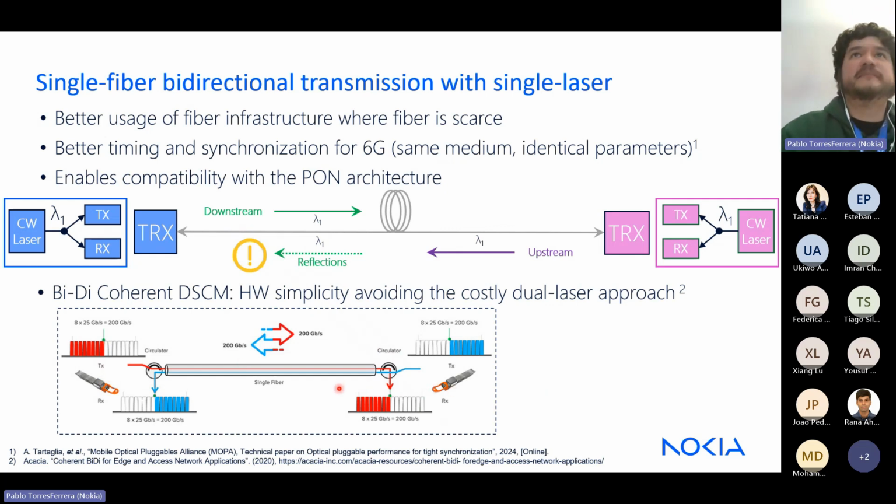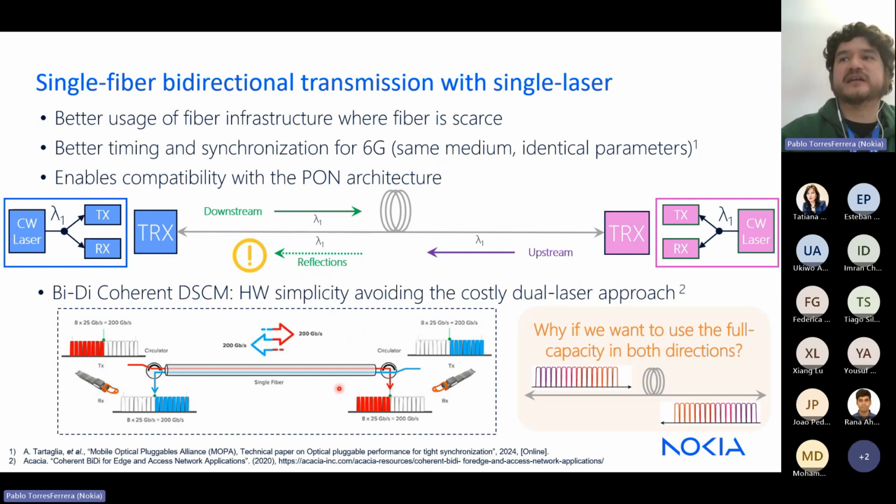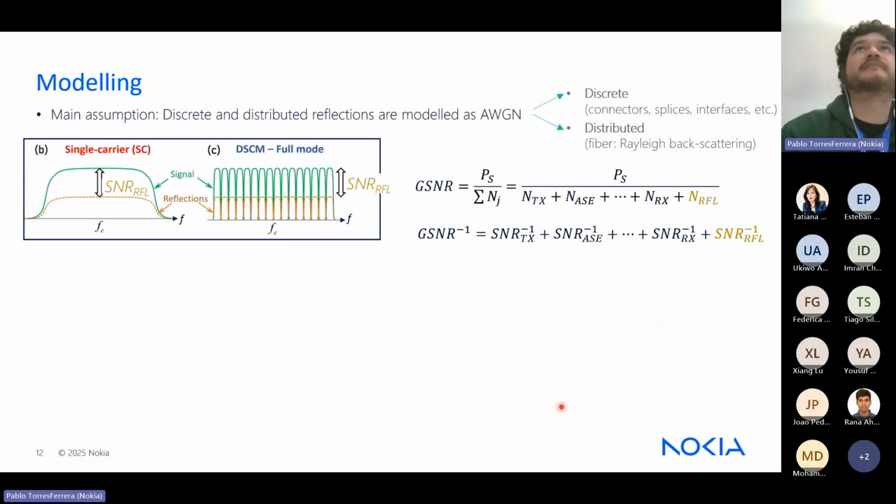And this is something that has already been tested by the former Infinera, now Nokia, transceivers, and it works very well. But the question we have introduced is what happens if we don't waste this bandwidth, and we send the full spectrum in both directions and allow reflections. We need to measure what happens, so we developed a model, and then we verified it against experiments.